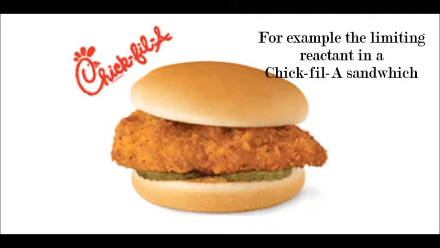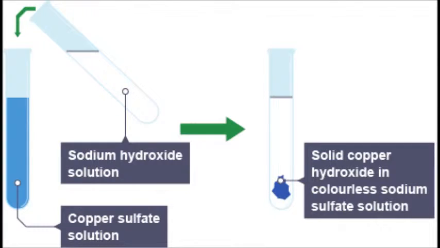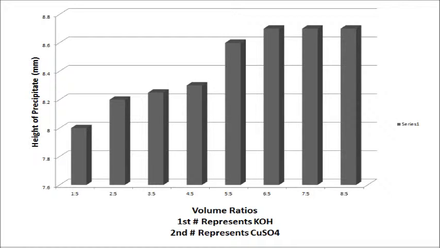To find out the limiting reactant, we poured different amounts of the two solutions, copper sulfate and potassium hydroxide, into 8 test tubes. The precipitate in test tubes 7 and 8 levels off. In our lab, the limiting reactant was potassium hydroxide for test tubes 1 through 4, but quickly changes to copper sulfate in test tubes 6 through 8. In test tube 5, there is no limiting reactant because both reactants are used up.